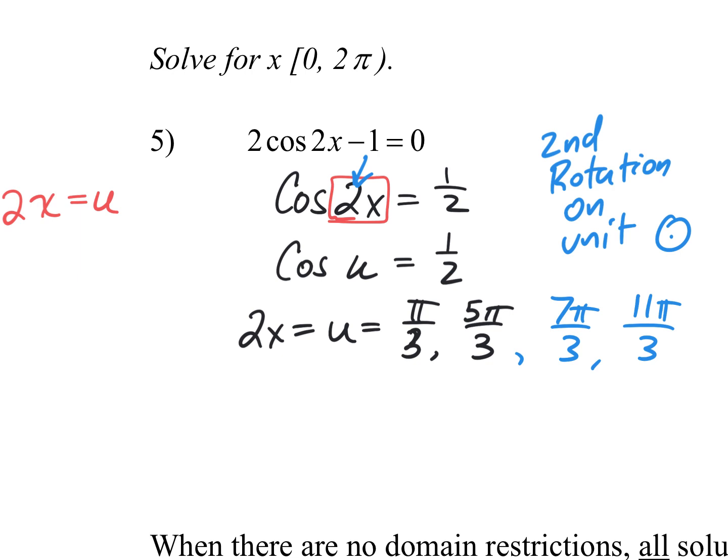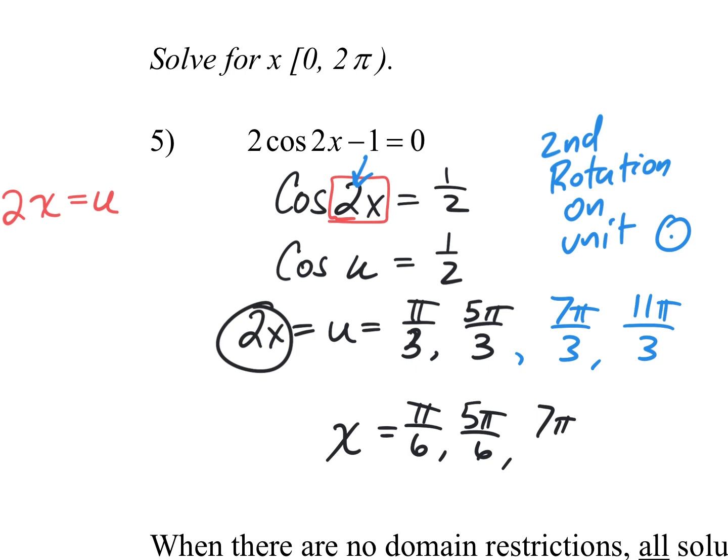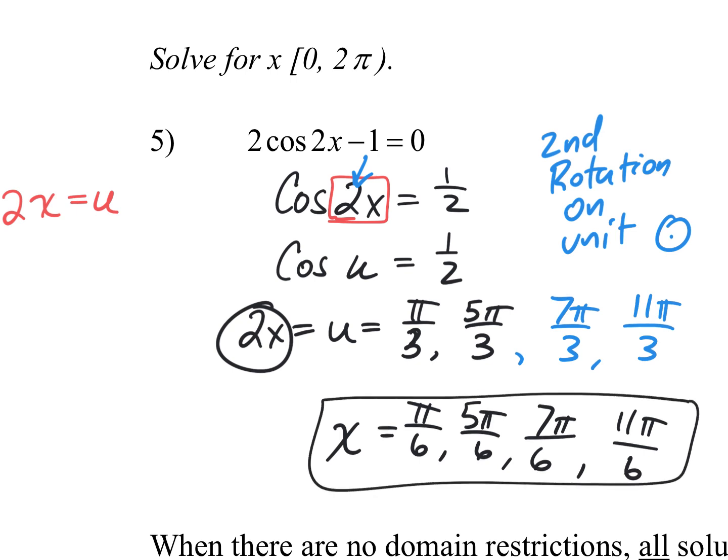Now, I 100% agree these are not solutions that exist on our solution set. However, remember, these are all what 2x equals. So when we actually solve this, we're going to divide each of these fractions by 2. We get pi over 6, 5 pi over 6, 7 pi over 6, and 11 pi over 6. And after we divide by 2, we can see that all of these solutions are valid. They exist on our interval because we had to divide those extra values by 2.